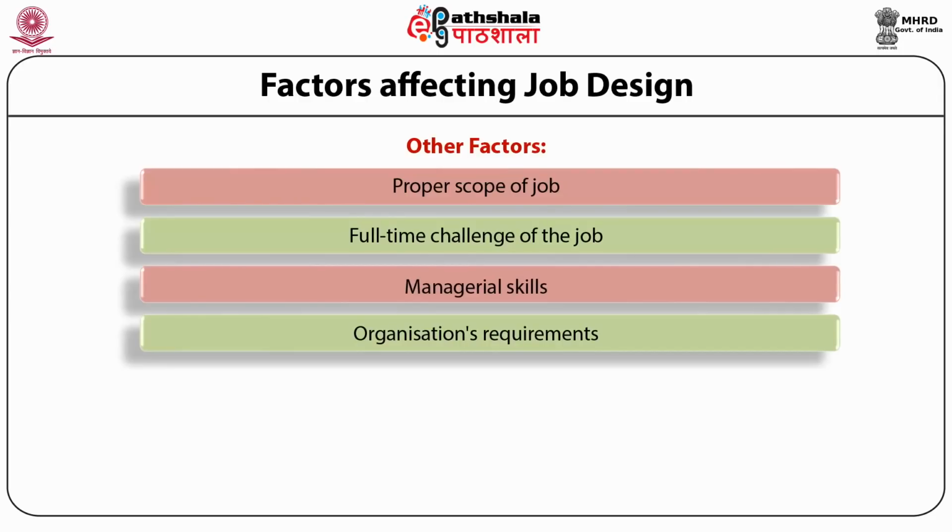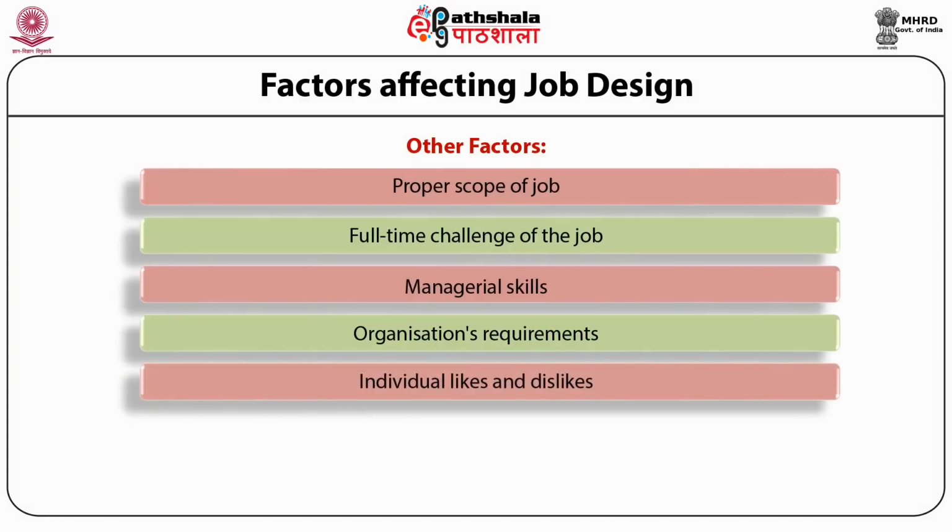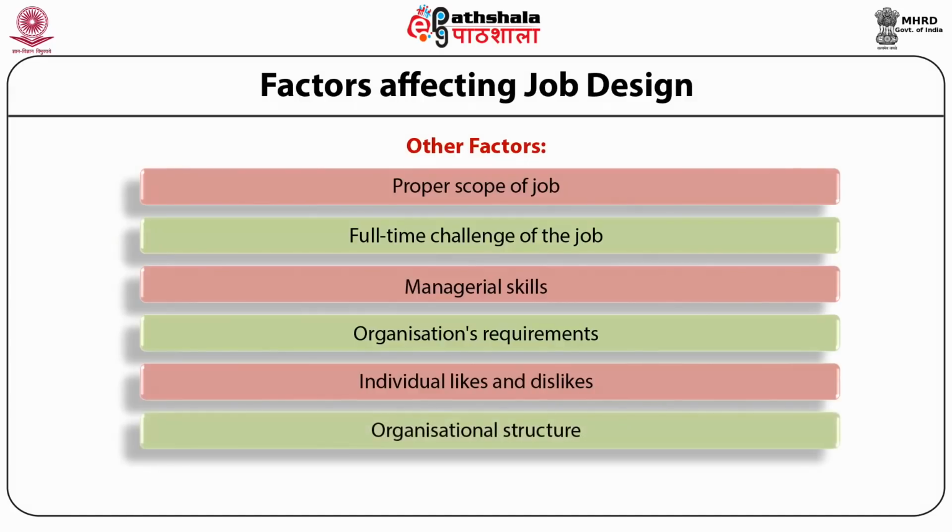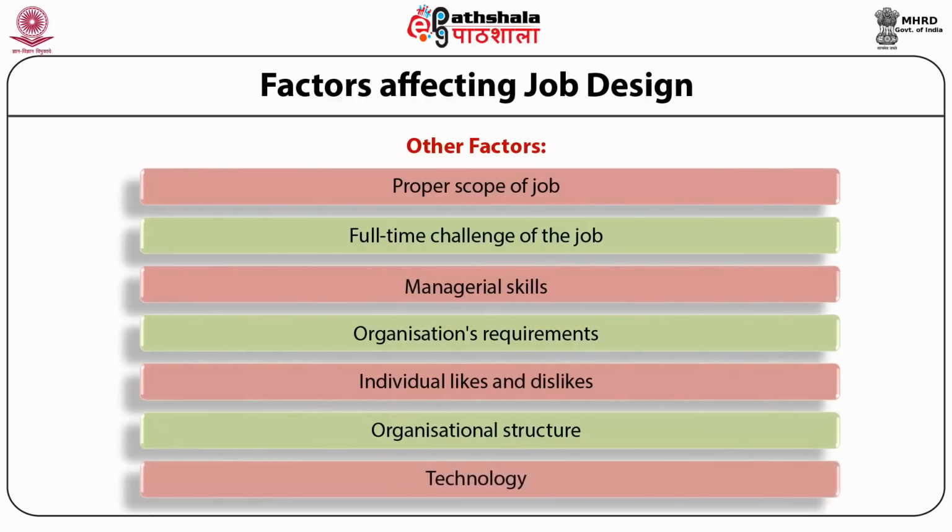According to the requirements of the organization, we design the jobs. Individual likes and dislikes. Sometimes individuals' likes and dislikes also play a role in designing a job. And the organizational structure, where the relationship of various employees exists. The functional differentiation and organizational structure also affect designing a job. Then the use of technology is also a factor which affects the job design.